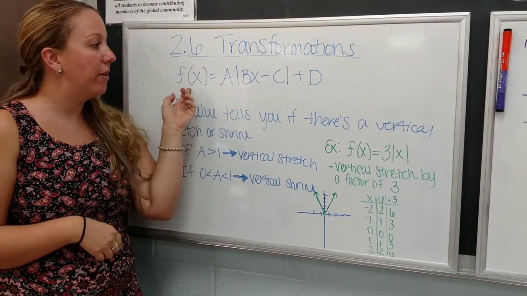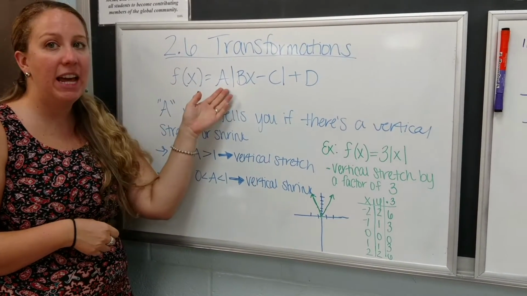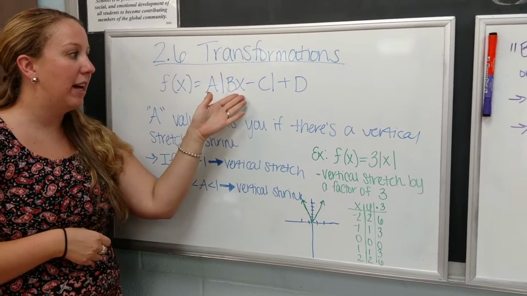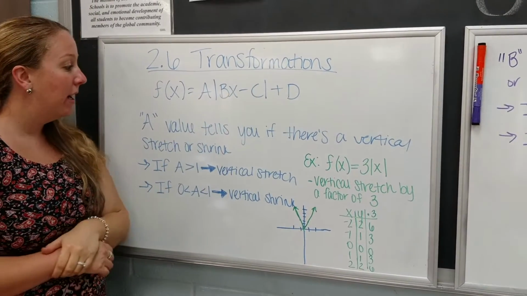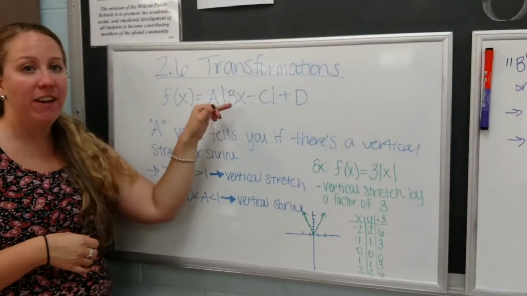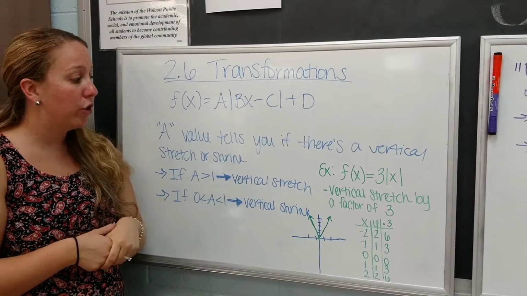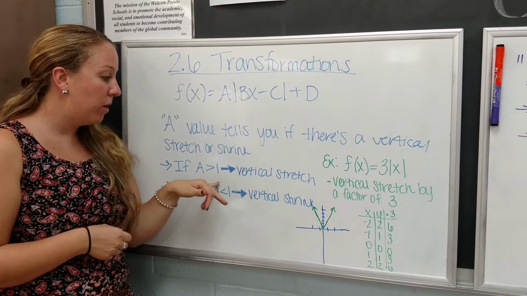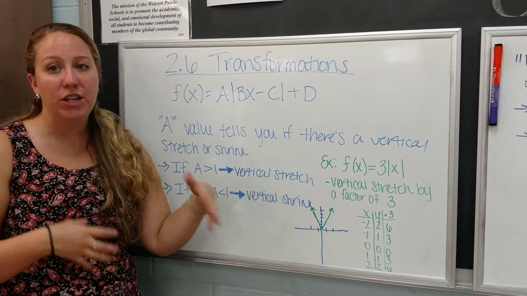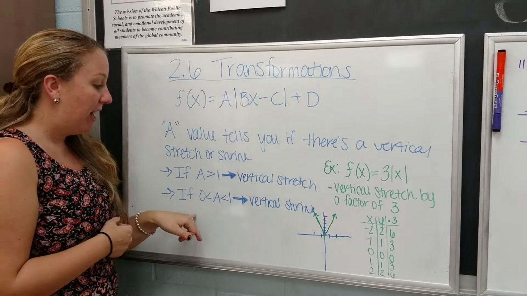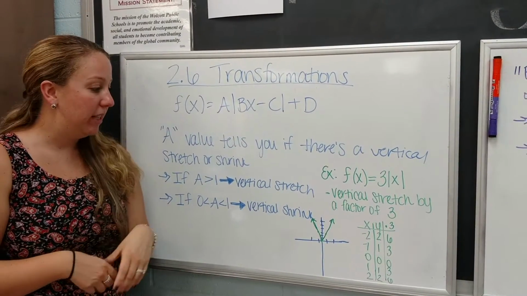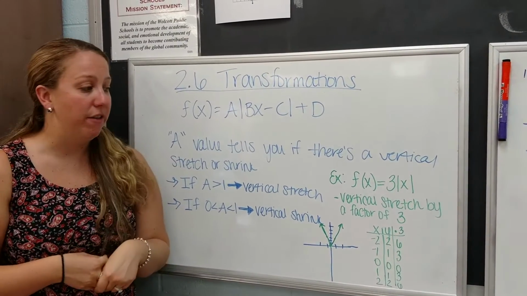So our equation that we talked about last time is f of x equals a times the absolute value of b times x minus c plus d. And we're going to focus on the a value here. So the a value tells you if there's a vertical stretch or a shrink. If a is greater than 1, then we say there's a vertical stretch by a factor of that number. If a is between 0 and 1, we say there's a vertical shrink by a factor of that number.